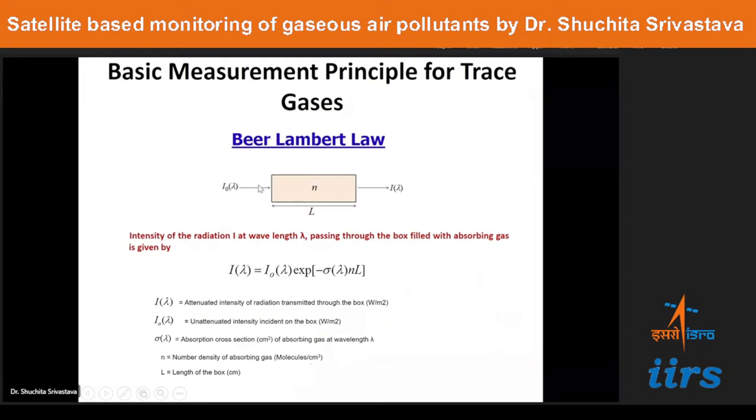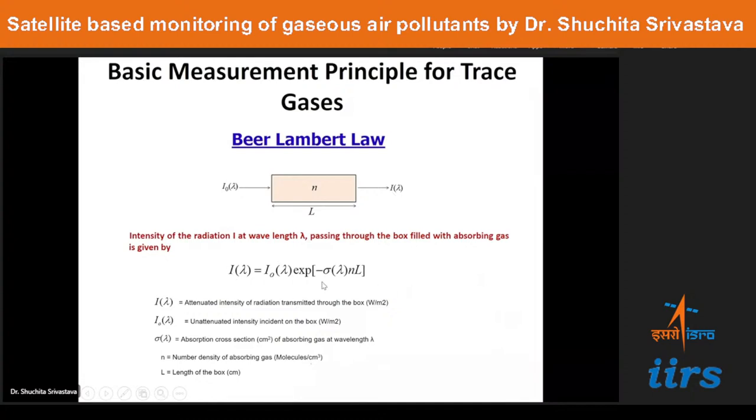Suppose we pass this radiation having wavelength lambda through this particular box. Then obviously some photons will be absorbed in this box because it is an absorbing gas, and it is a very strong absorber at wavelength lambda. So some photons will be absorbed inside this cell, and the remaining photons will be received at the other end. So you see, I0 lambda is the incident radiation and I lambda is the transmitted radiance.